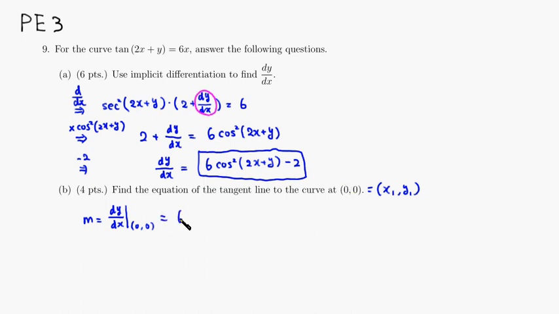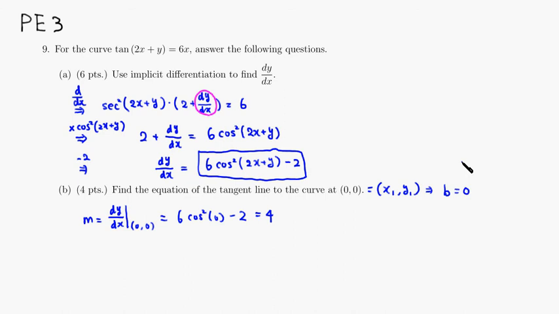So you have 6 cosine squared of 2 times 0 plus 0, which is 0, cosine of 0, minus 2. Cosine of 0 is 1, squared that is 1, so 6 minus 2 is 4. Then we know that the x-intercept and also the y-intercept are equal to 0 since it goes through the origin. So this tells you that the y-intercept b is equal to 0.